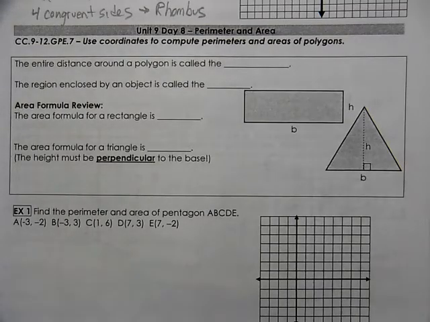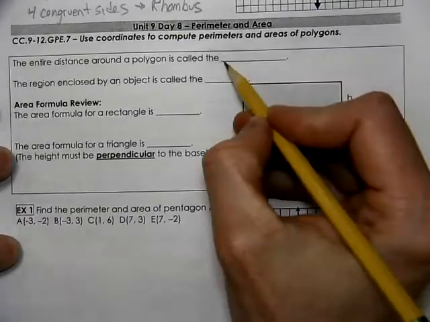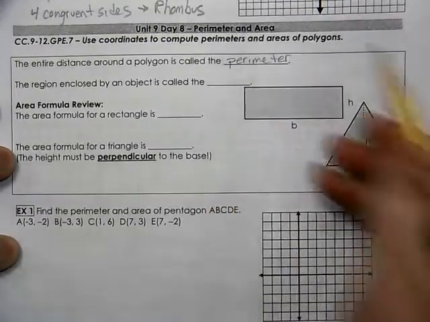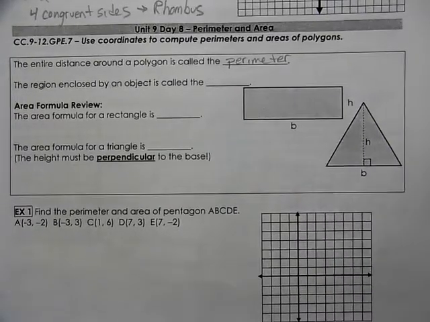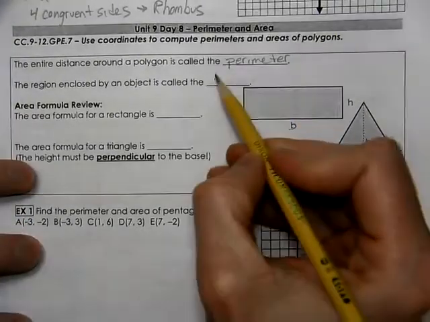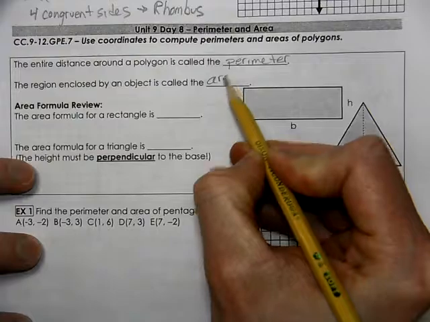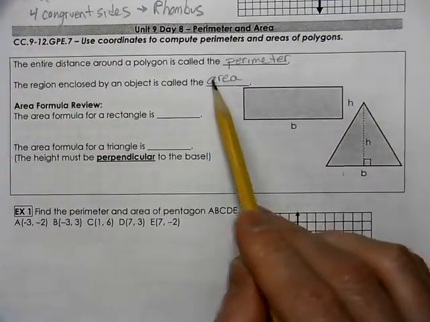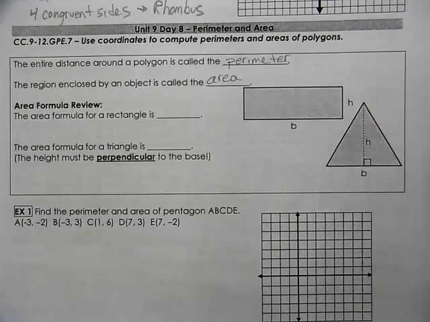This is Geometry Unit 9, Day 8, working on perimeter and area. The entire distance around a polygon is called the perimeter. The region enclosed by an object is called the area. So the perimeter would be the fence around your backyard, and the area would be the grass within it.